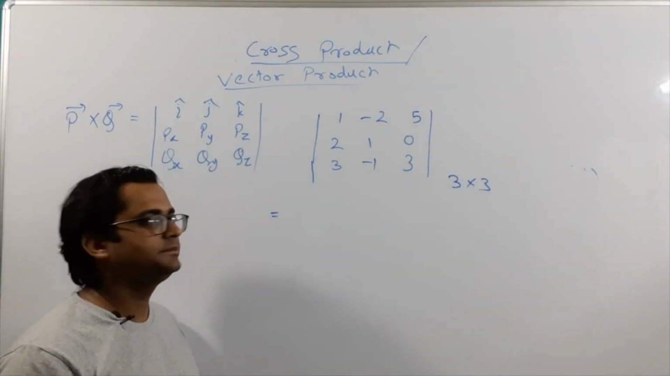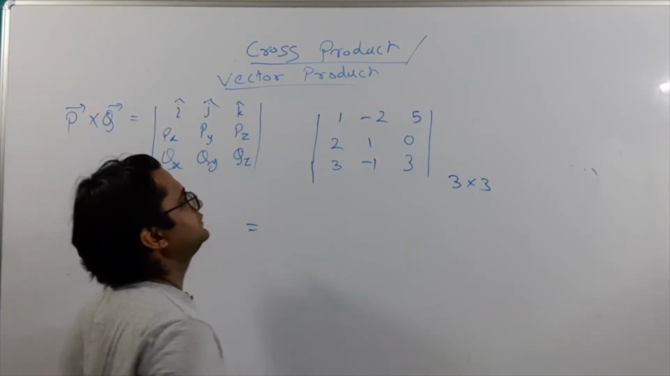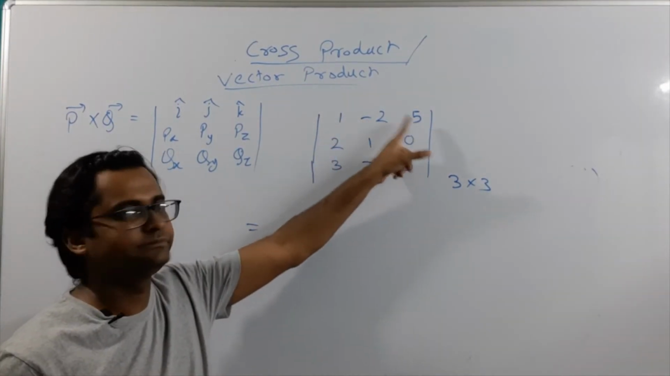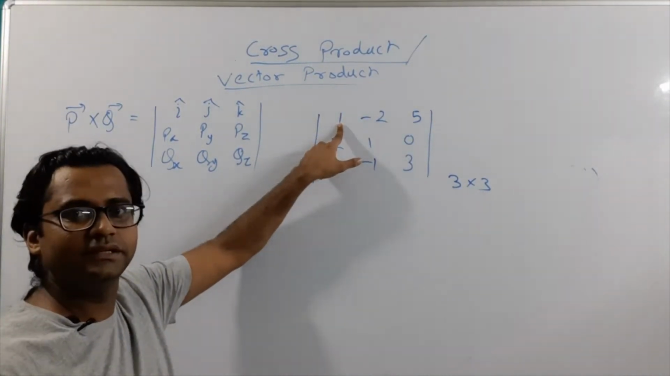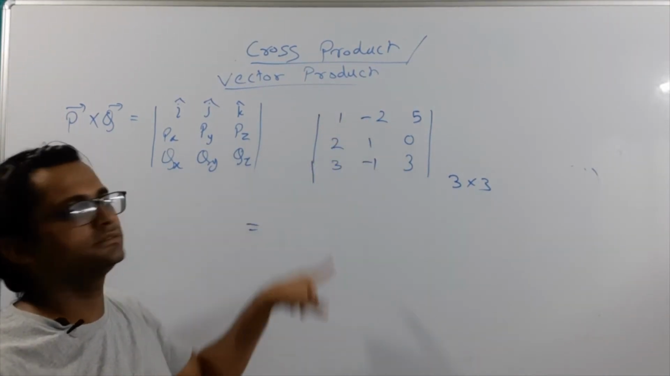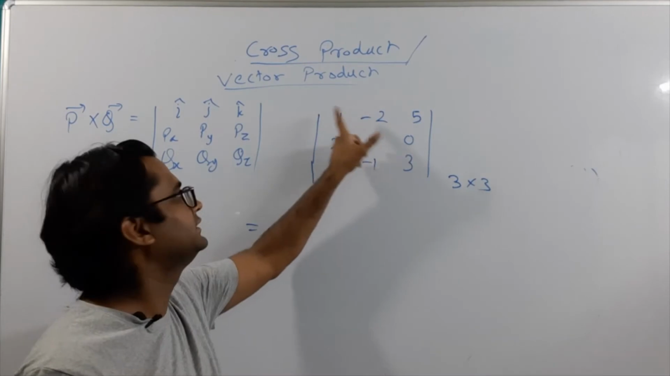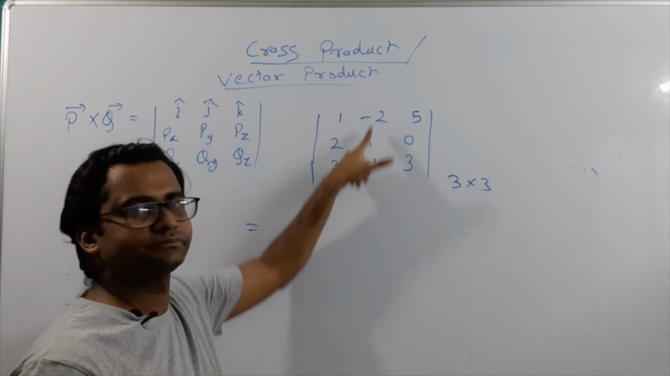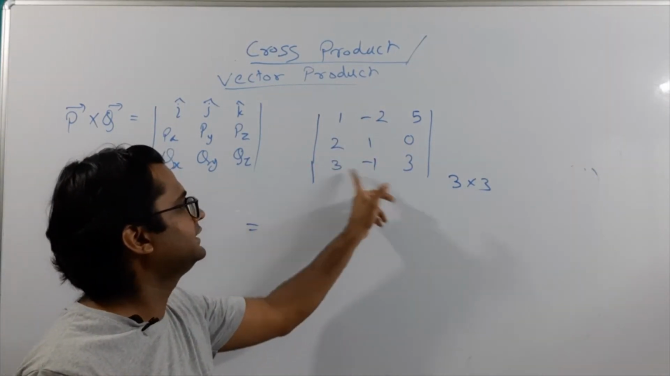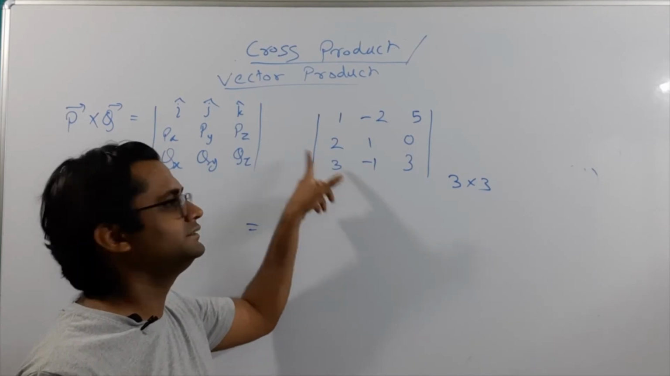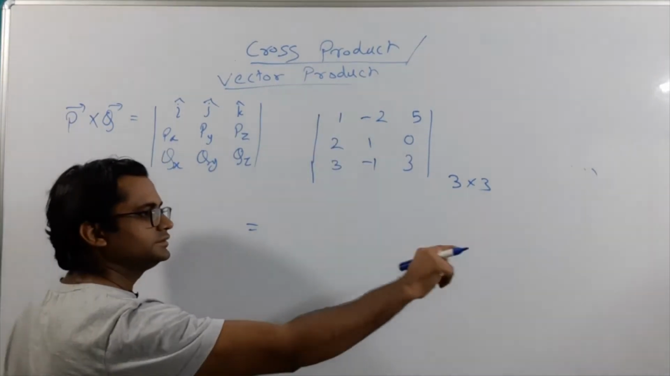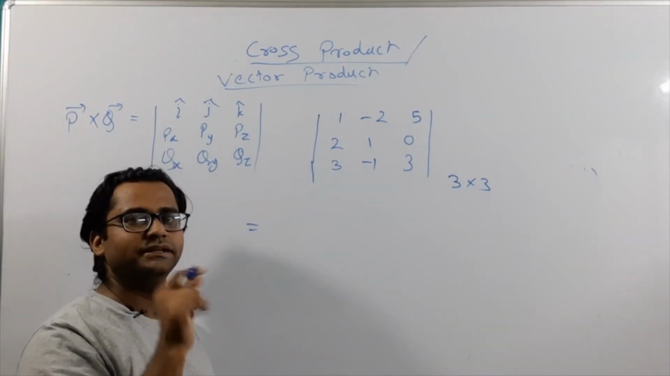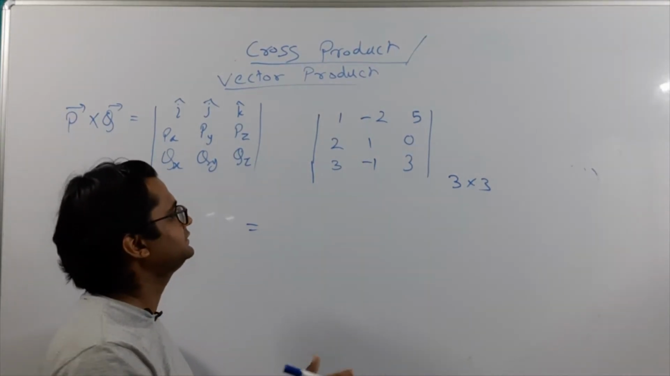How to solve this 3 by 3 determinant? Let me tell you some more things. This is our first row, this is our first column. This element lies on first row and first column. This element lies on first row and second column. This lies on second row and second column. This lies on third row and third column. This one lies on third row, first column. So these are rows, these are columns. We can locate any element by knowing its row and column number. Fine. Now let us solve this one.